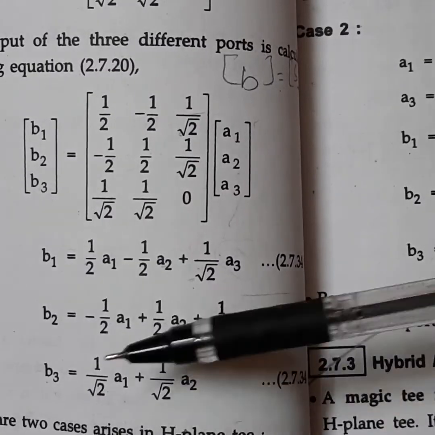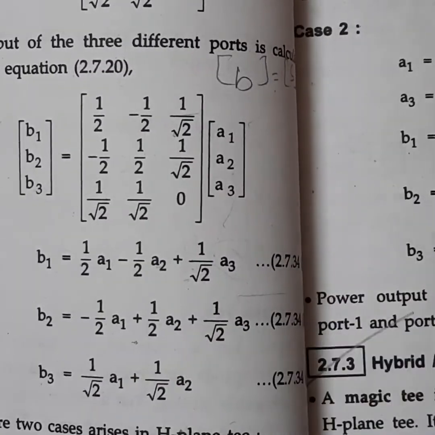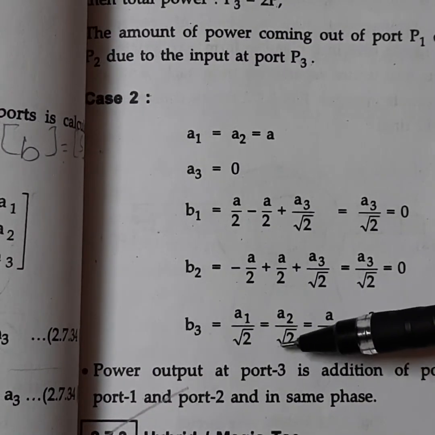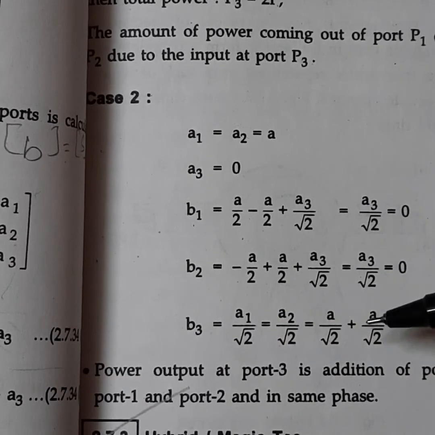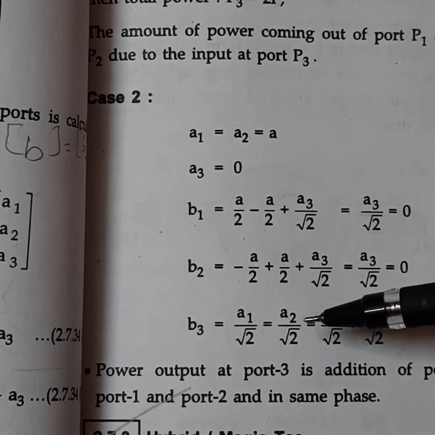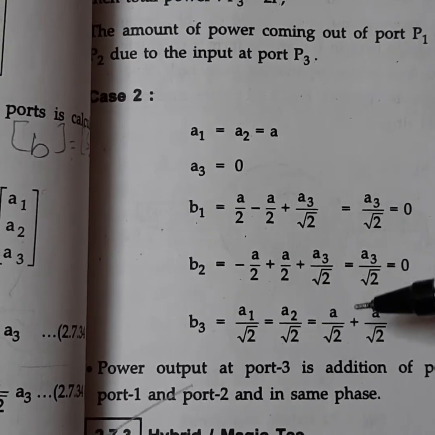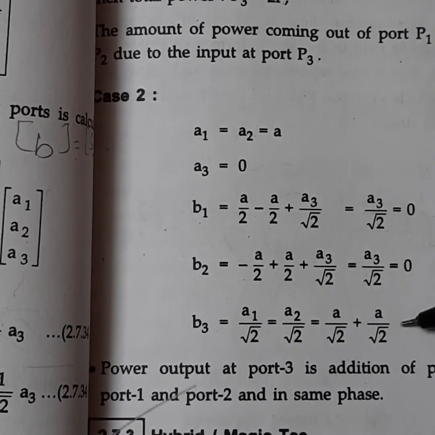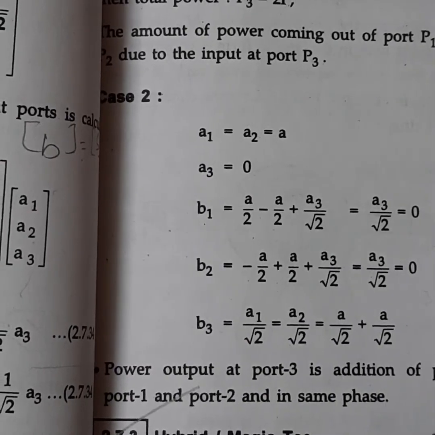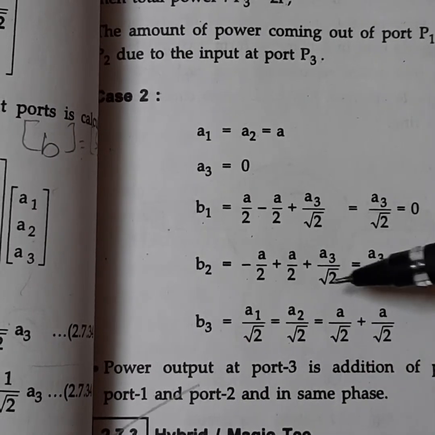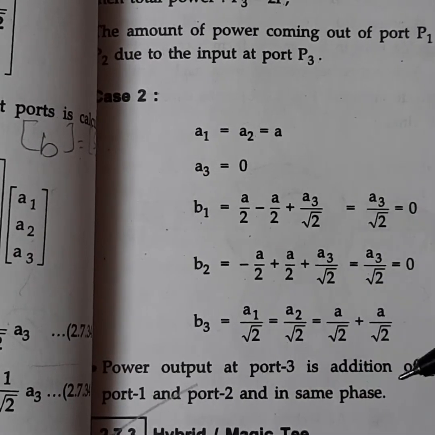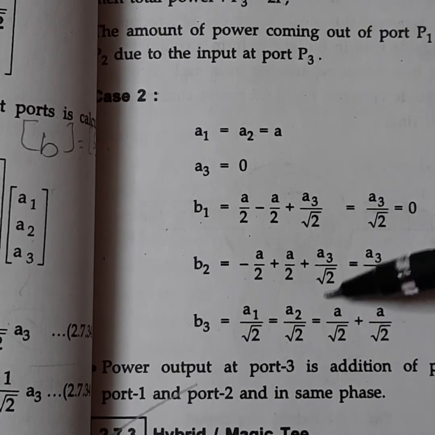What about B3? The equation for B3 is 1 by root 2 A1 plus 1 by root 2 A2. Right? So A1 by root 2 plus A2 by root 2, that is, A by root 2 plus A by root 2. So the output power at port 3 is the addition of the powers at port 1 and port 2, and they are in the same phase.